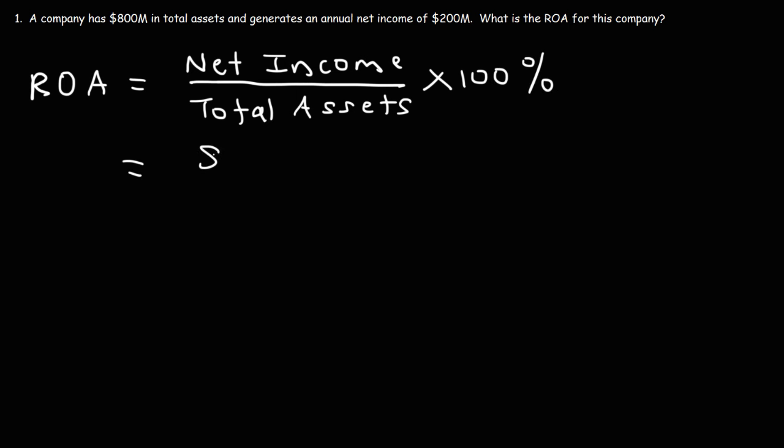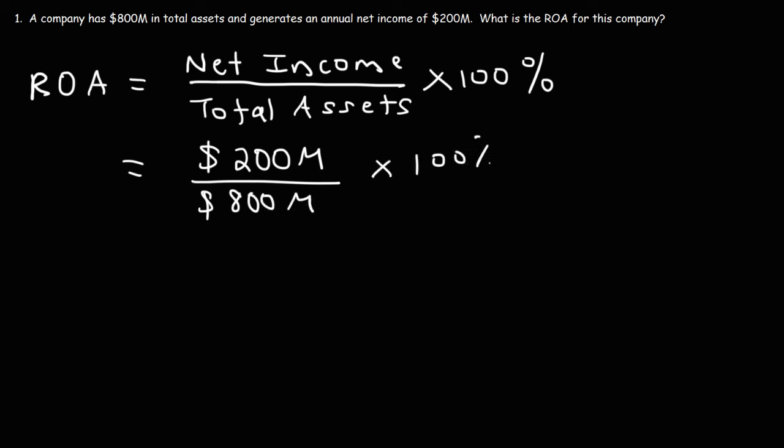So the net income for this company is $200 million. The total assets are $800 million. We're going to multiply that by 100%. So we could cancel the unit M and two zeros. So it becomes 2 divided by 8, which is 0.25 times 100%. So the return on assets for this company is 25%. So that's the answer for this problem.